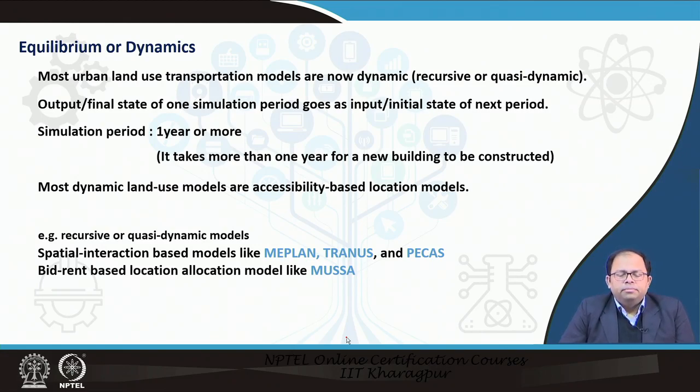Most of these dynamic land use models are based on accessibility-based location choice models. Some of these models, which are based on spatial interaction theory, are Emiplan, Tranus, and Picas. These were initially not dynamic, but nowadays they have been made into dynamic models. Then we have bid rent location allocation models like Musa, which have right now been made into dynamic models.